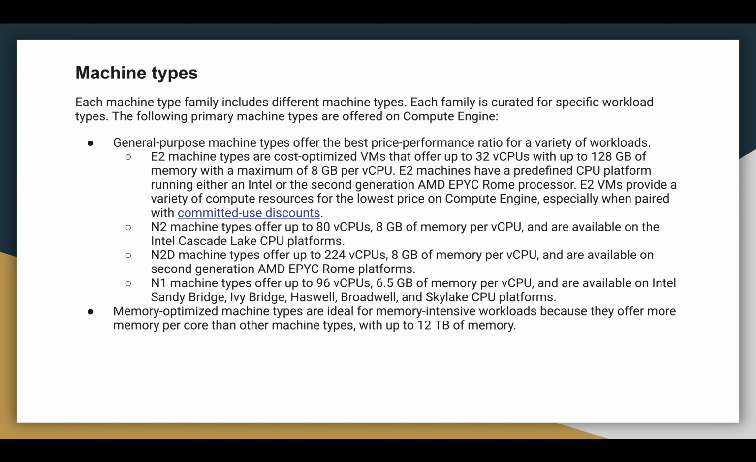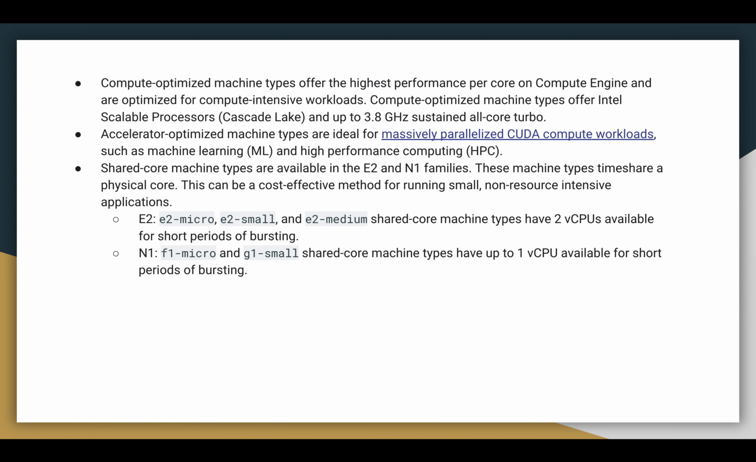General purpose machine types offer the best price performance ratio for a variety of workloads. E2 machine types are cost optimized VMs that offer up to 32 virtual CPUs and up to 128 GB of memory with a maximum of 8 GB per virtual CPU. Then second one is memory optimized machine types, which are ideal for memory intensive workloads because they offer more memory per core than other machine types, with up to 12 terabytes of memory.